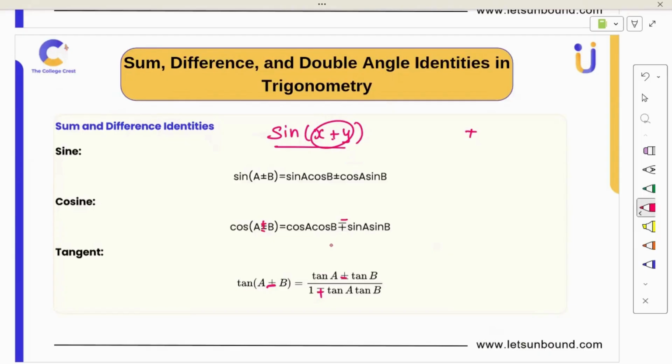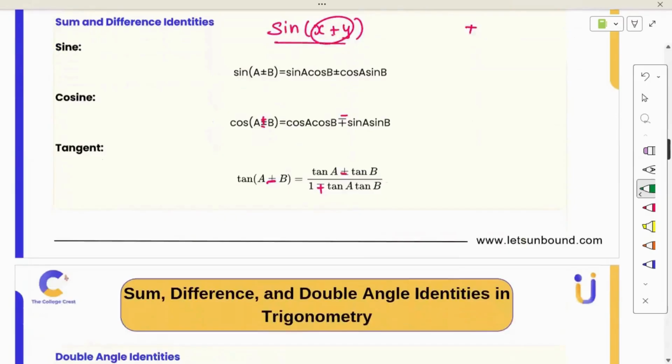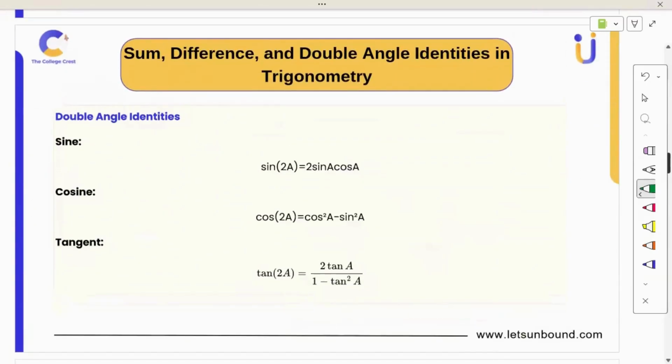If you find inputs like sum or difference in sine, cosine, tangent, we can apply this, right? And here we go. So sum, difference, and double angle. So you have sine A plus B, right? Which is sine A, and change the function, cos for B, plus cos A sin B, right?